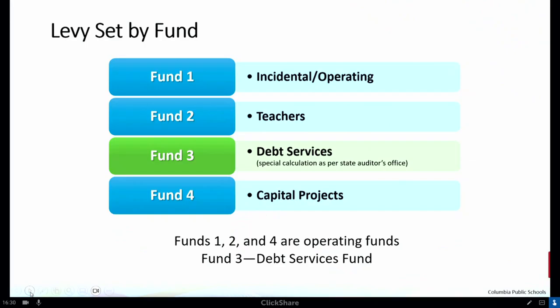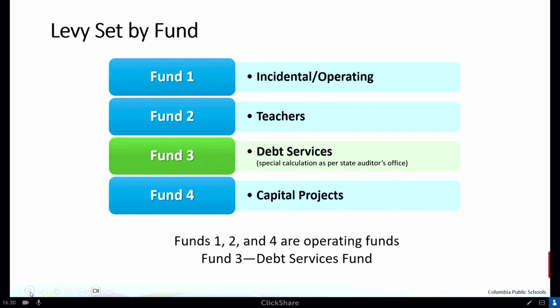So just a couple reminders, we'll walk through our assumptions and the different factors that we have to take into consideration when we are setting our tax rate. We do set our tax rate as required by law by fund, as the Department of Elementary and Secondary Education defines our 4 different funds for our purposes.